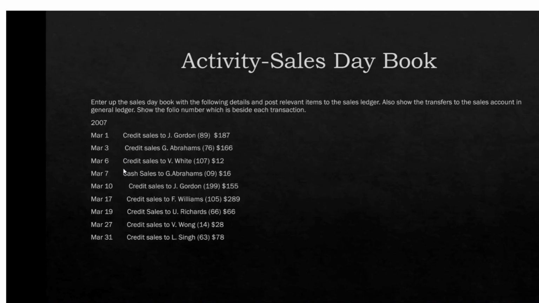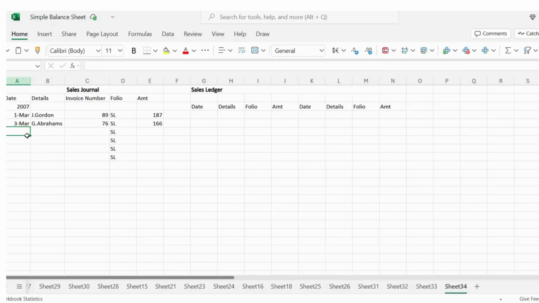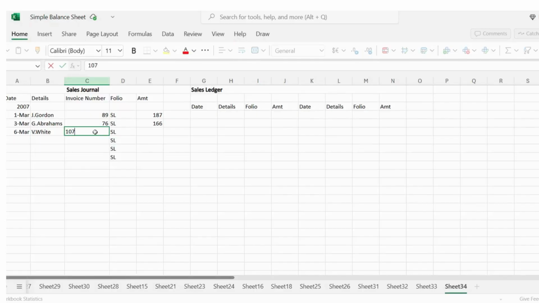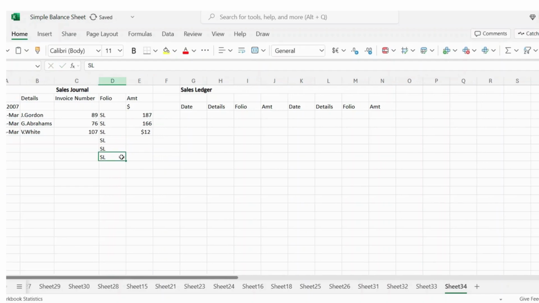All right. The 6th of March, credit sales to V White, 107 with $12. So it's the 6th of March, V White, 107 with $12. All right, so we should have put our dollar signs here to indicate that we're going to be working with dollars. And we're just going to put 12 here.